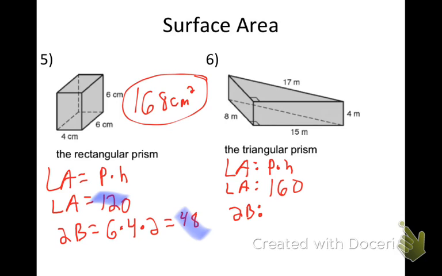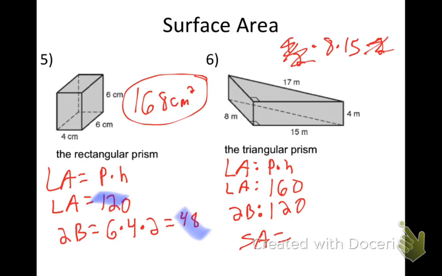Well, how do you find the area of a triangle? So I have 1/2 times 8 times 15. How many bases do I have? 2, right? So what's 1/2 times 8 times 15 times 2? Really, my 1/2 and my 2 cancel out. So I'm left with 8 times 15, which is 120.